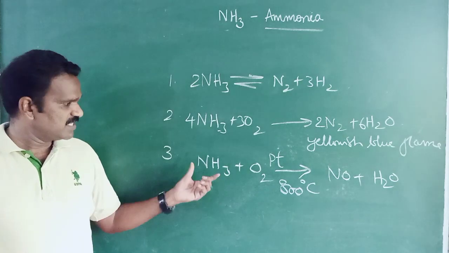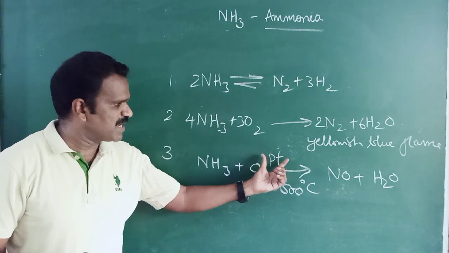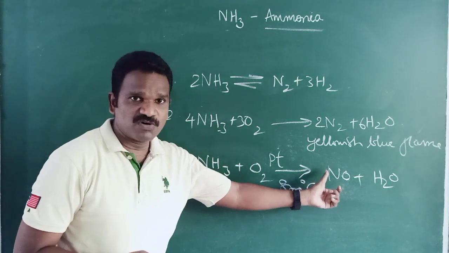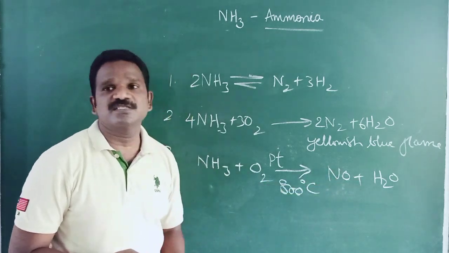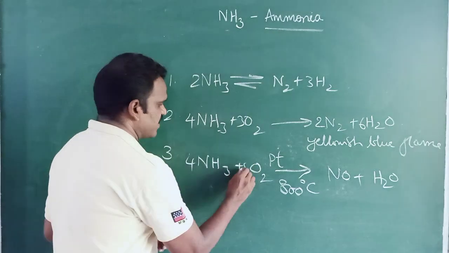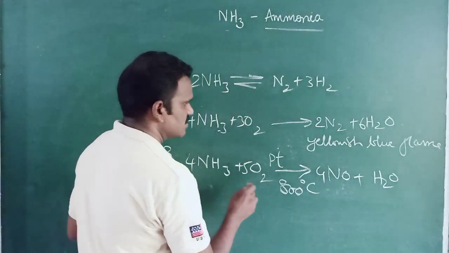Okay, so let us see once again. Ammonia when treated with oxygen with a platinum catalyst at 800 degrees centigrade, we will get nitric oxide, NO, plus water. If you look at the balancing of the equation: 4NH3, 5O2, 4NO, 6H2O.